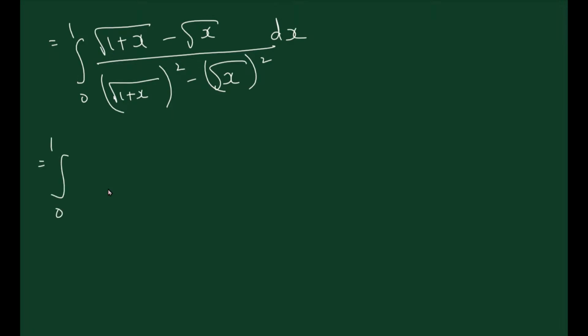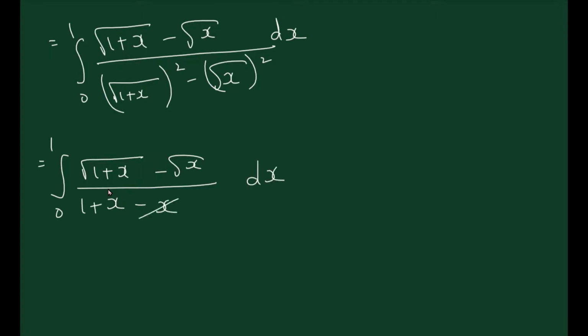We get it this way. In the denominator, root of (1 plus x) the whole square is 1 plus x, and root of x the whole square is x. So 1 plus x minus x, dx. As you can see, x goes away. So we do not have any denominator over here; the denominator is 1. The term becomes the integral from 0 to 1 of root of 1 plus x minus root of x dx.